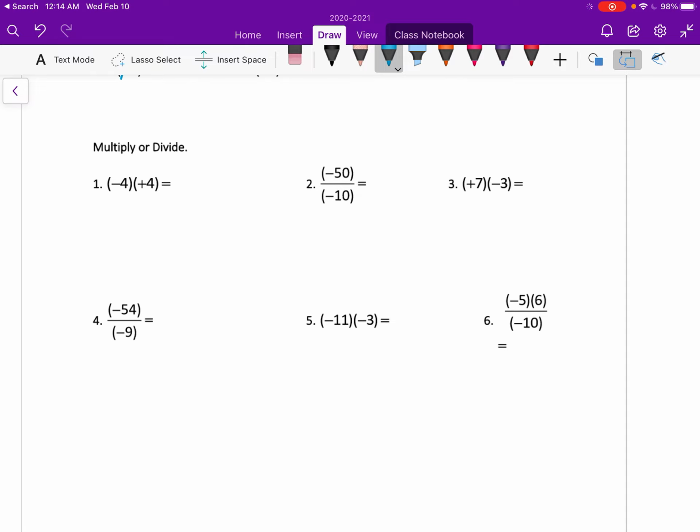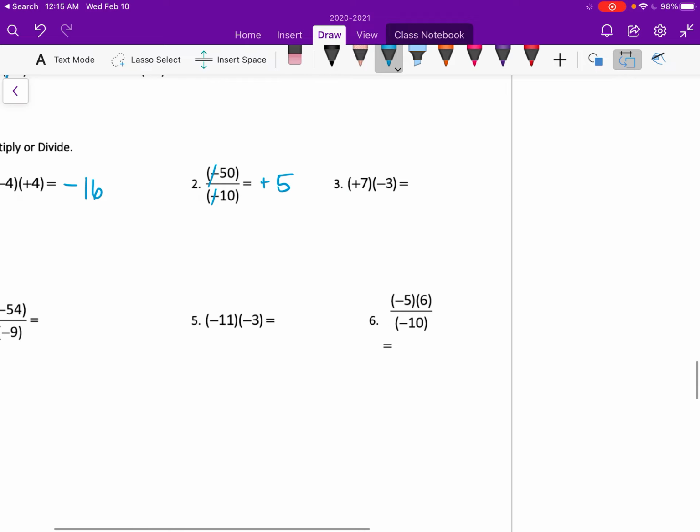So try doing some of these questions. I'm just going to take them up now, right? So you have a negative and a negative, so now I'm going to be left with a negative. 4 times 4 is 16, so I'm done. Negative and a negative, so I know I'm left with the positive because they cancel each other out. Then I have 50 divided by 10, which is just going to be 5. I have a positive and a negative, so I know my answer is going to be negative, right? 7 times negative 3 is going to be negative 21.